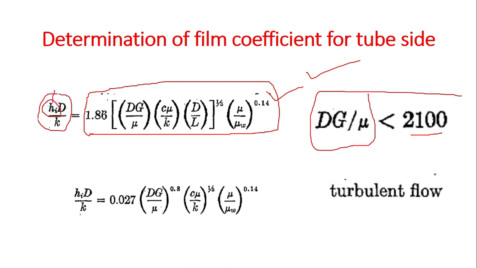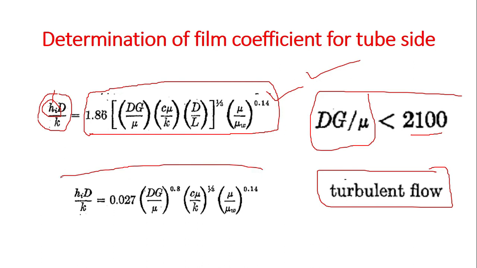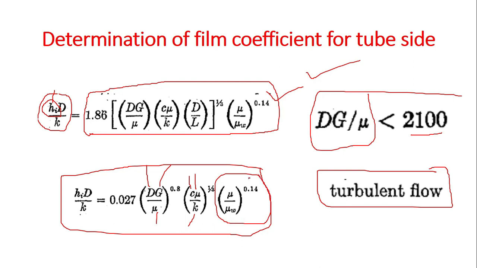And for the turbulent flow, you have to use this formula, right? In the upcoming slides, I will explain about the importance of the average temperature or the caloric temperature, and from the caloric or the average temperature, you will determine all these properties of the fluid. For example, this is the specific heat, this is the viscosity and the thermal conductivity, and the equivalent diameter and the mass velocity and viscosity, and this is the viscosity correction parameter.